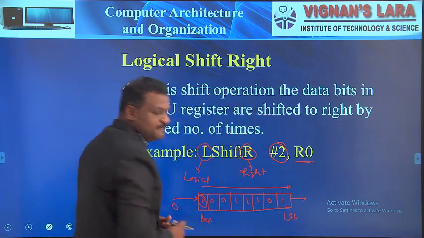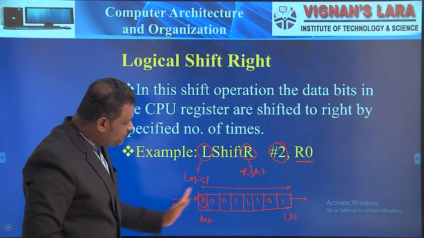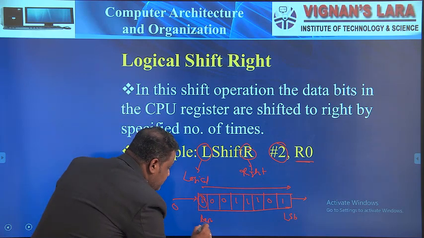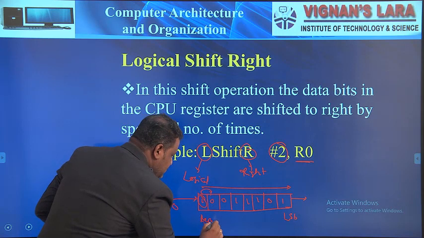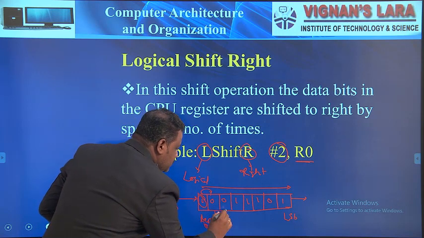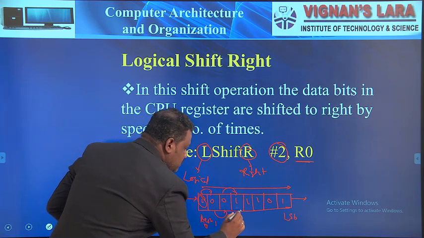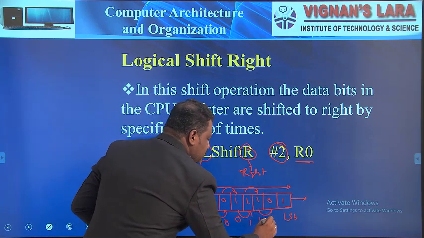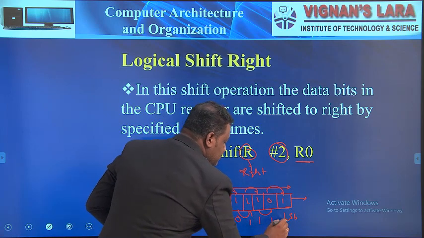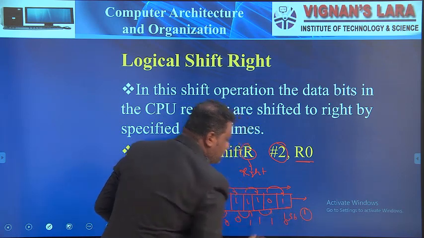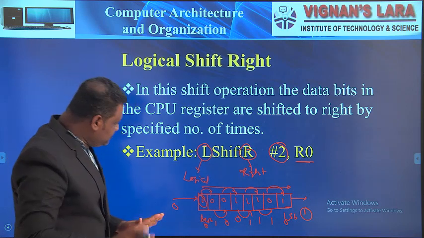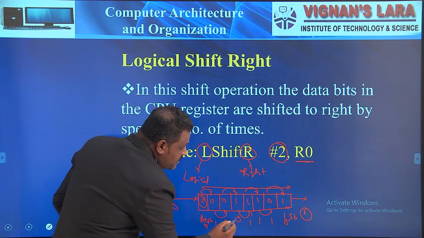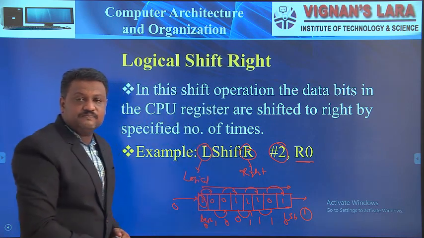On the other end I lose a bit of data. After the first shift, the content of R0 changes like this: each bit moves one position to the right, and the last 1 goes off. After one shift, the content of the same register R0 changes to 01011101.